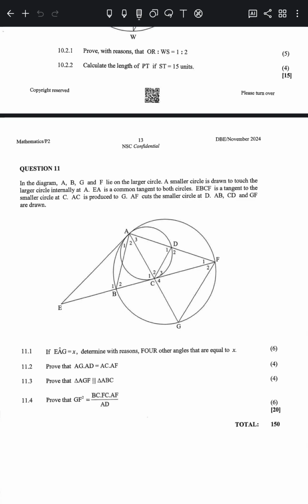Okay, my conclusion is that the paper was very, very fair, more especially for somebody who really studied the basics.